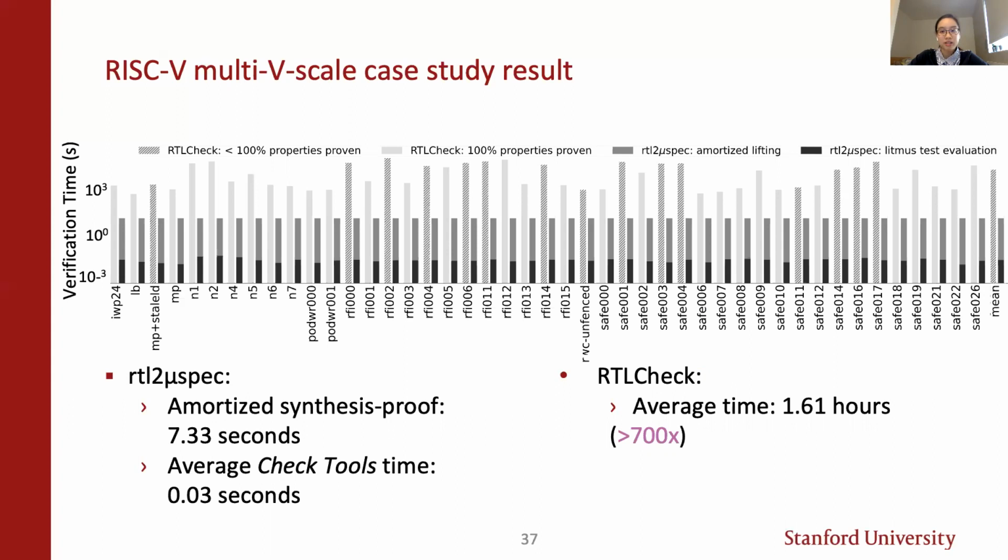Amortized synthesis time is 7.33 seconds, and litmus test verification takes 0.03 seconds per test. RTLCheck, on the other hand, has an average time of 1.61 hours with incomplete proof coverage.